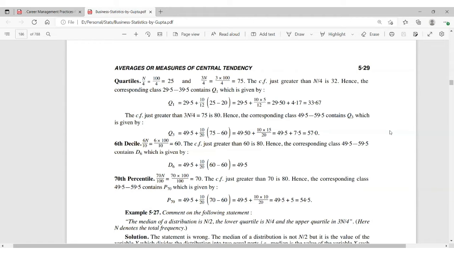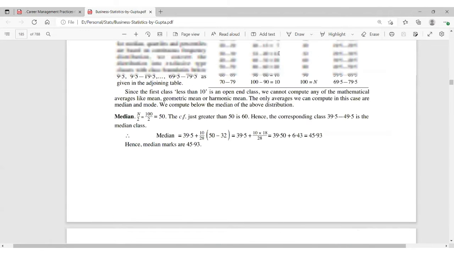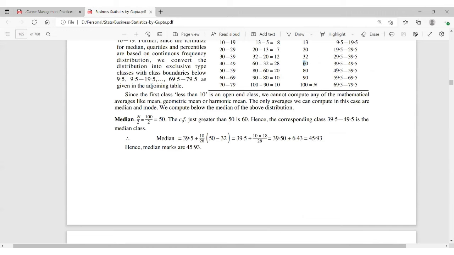Here they have just greater than, but you can write greater than or equal to. That is better. You write 60, so 60 here. You should take this one, not this. Right? Okay.